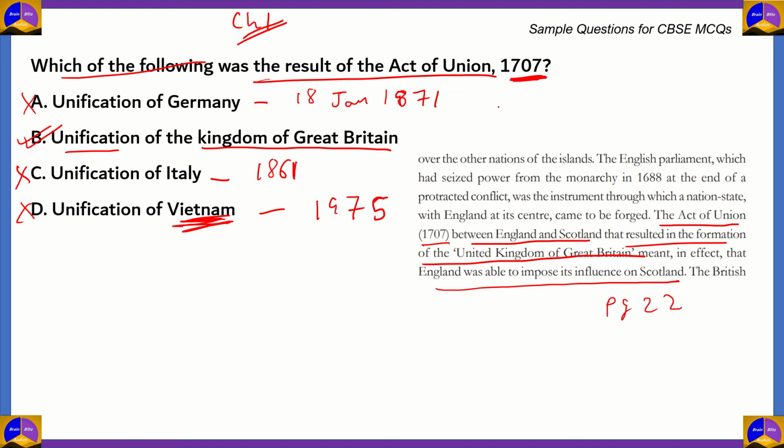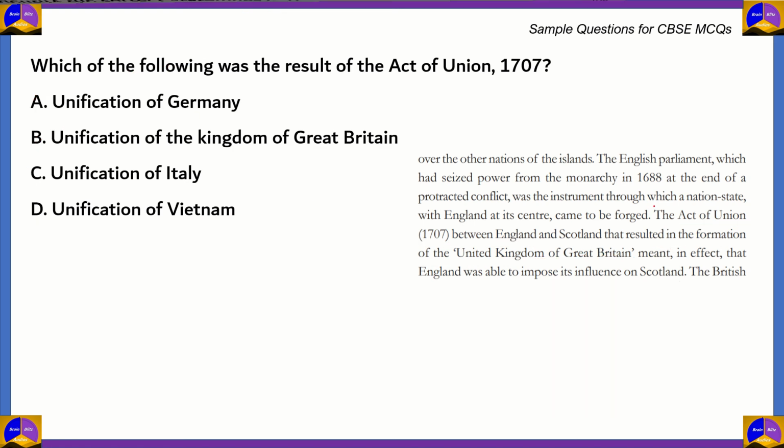The Act of Union means that that was a bloodless way of forming nationalism, because in Germany as well as Italy there were wars and uprisings taking place, and Vietnam was unified after the Vietnam War, which again was a bloody affair. However, in Great Britain, there was just a protracted conflict, and it was years after that that the Act of Union was ratified, which made England and Scotland part of the United Kingdom of Great Britain. So, option B is the correct option.